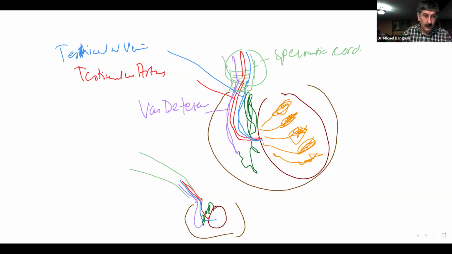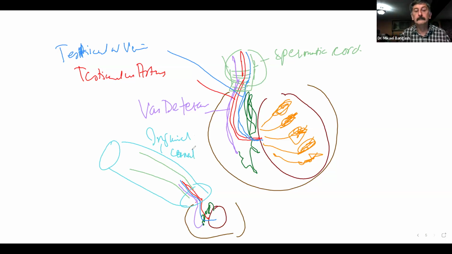And that spermatic cord is going to run through what we call the inguinal canal, which at the other end opens up into the inside of the pelvic cavity. Did that make sense?